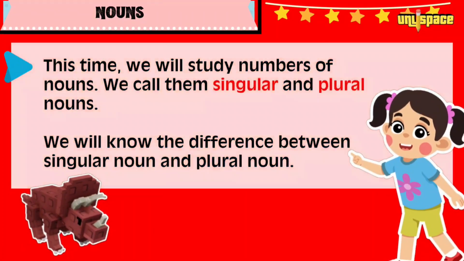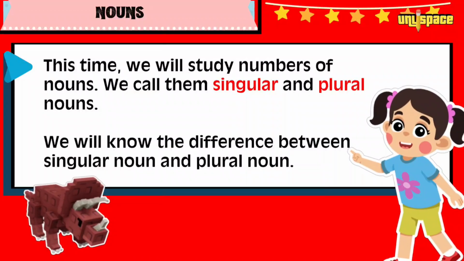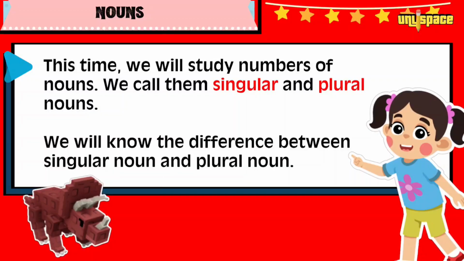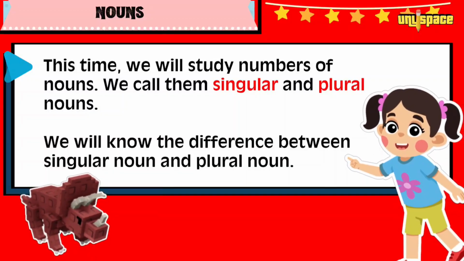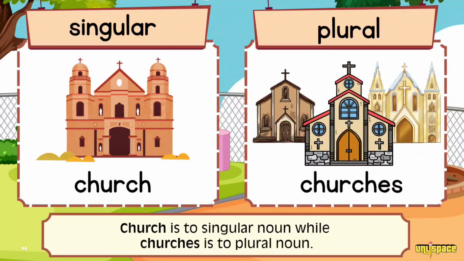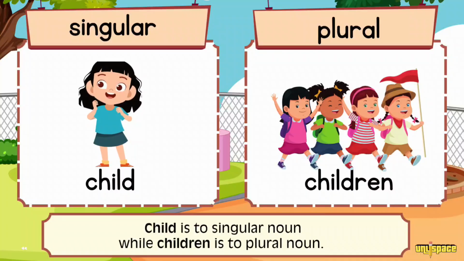This time, we will study numbers of nouns. We call them singular and plural nouns. We will know the difference between singular noun and plural noun. Bag is the singular noun, while bags is the plural noun. Church is the singular noun, while churches is the plural noun. Child is the singular noun, while children is the plural noun.